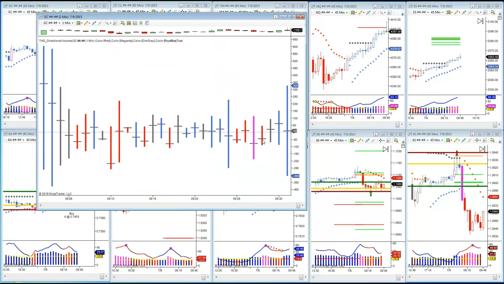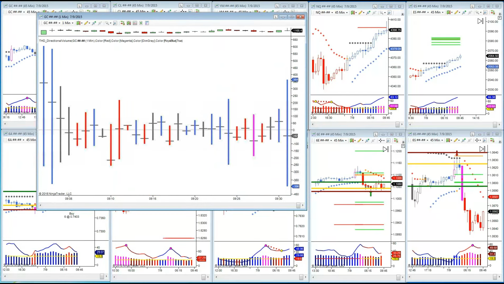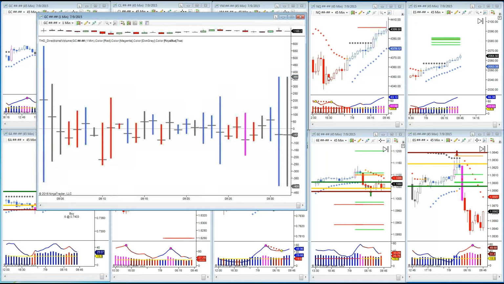See how they're selling the high on the 1 minute? Ooh. When you get those bars and you get them on a higher time frame, it's ecstasy. At least if you love trading as much as I do, it is. And there's your low. Okay.